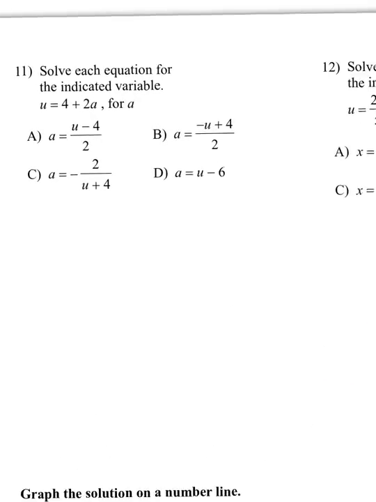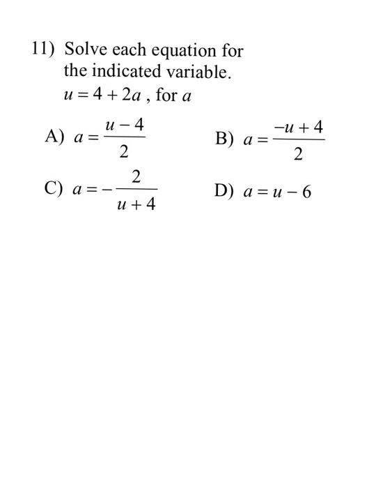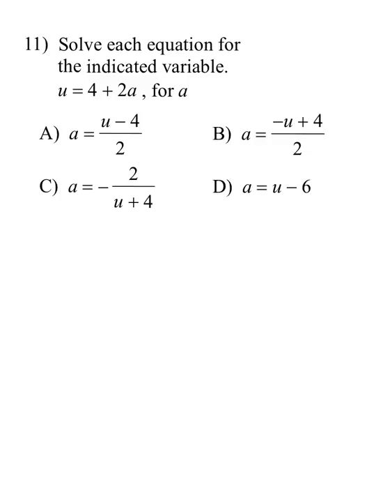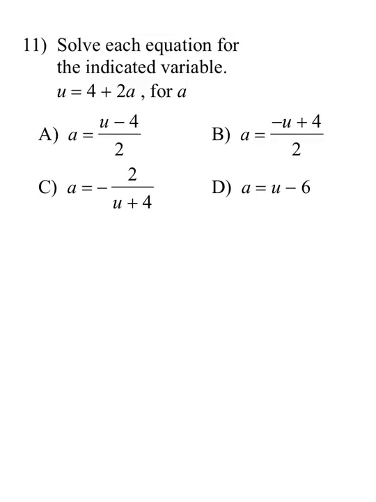Alrighty. Number 11, solve each equation for the indicated variable. So it wants me to solve for A, and that means I need to get A all alone. So the last man to move is that +2. The first one we're going to move over is that +4. So I've got U equals 4 plus 2A.